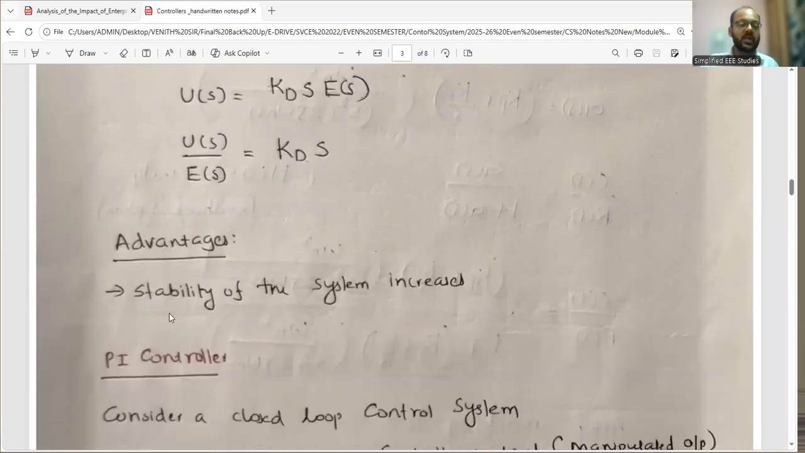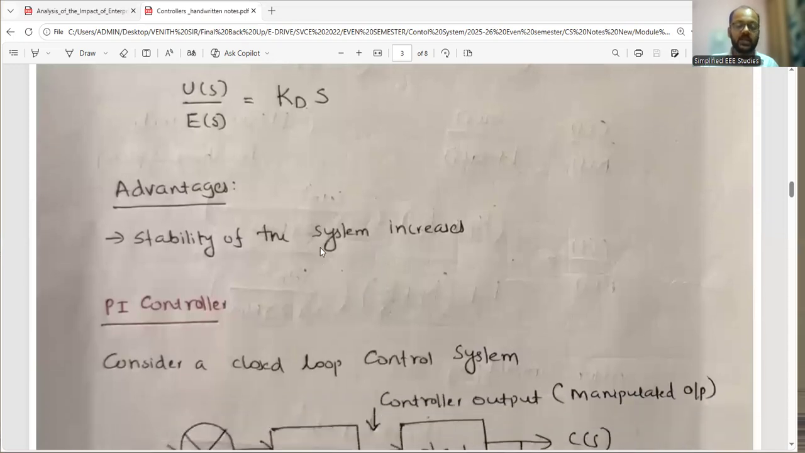So the main advantage, number one, is that stability of the system will increase. That is a major advantage. But the thing is, it becomes more complex. Order of the system can be increased. So a second order system becomes third order. So the order is increased.